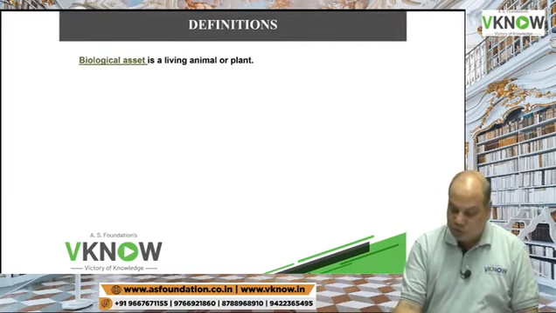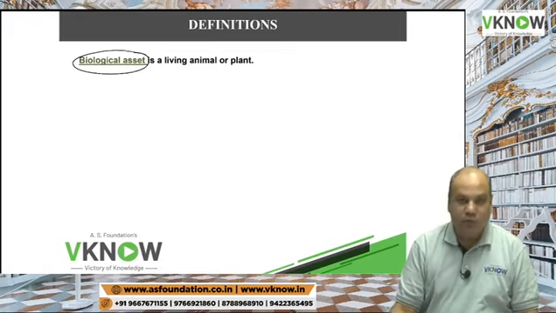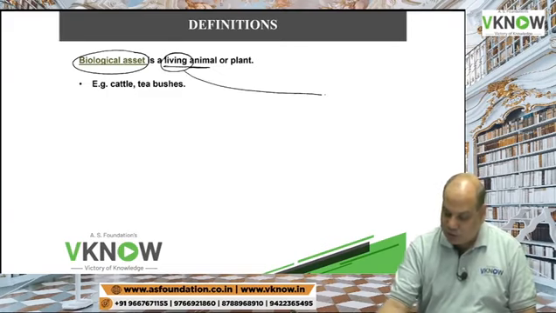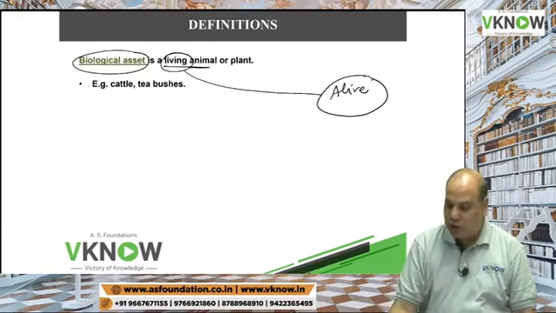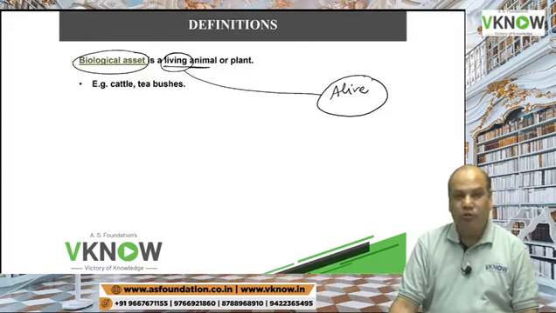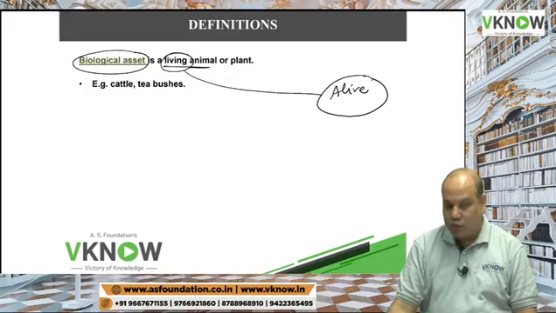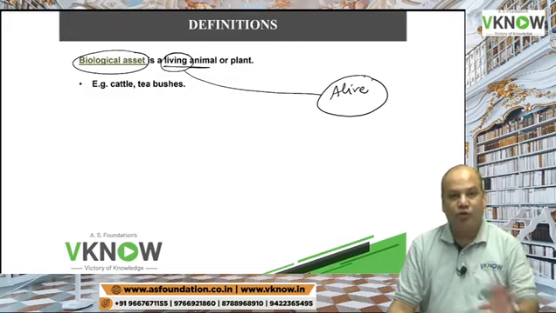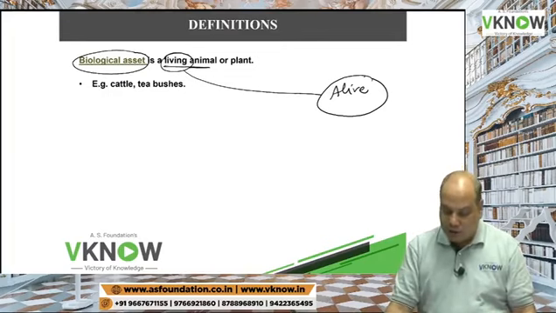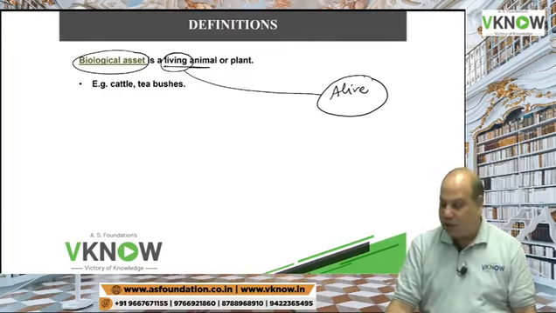Your question was, what is biological asset? Biological asset means a living animal. Living animal means one who is alive. Like you people, I assume that you are living. Okay. Animal, you are also a living animal. You are also a biological asset. So AS 10 is not applicable over you. Or plant. Example, cattle, tea bushes.